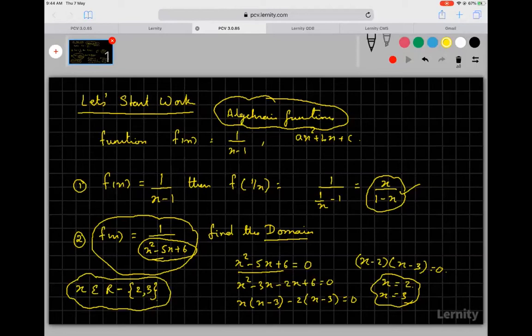What do you mean by defined? Defined means it doesn't take an indeterminate value. What do you mean by indeterminate value? 1 by infinity is determinate, it is 0, but 1 by 0 is indeterminate, it is infinity, we don't know what it is. Okay, so if you understood it, we will move ahead.